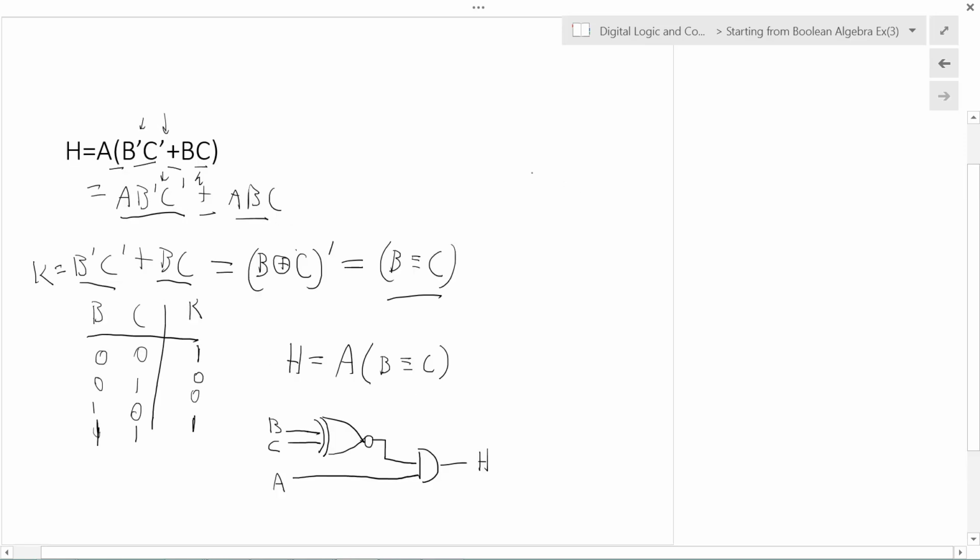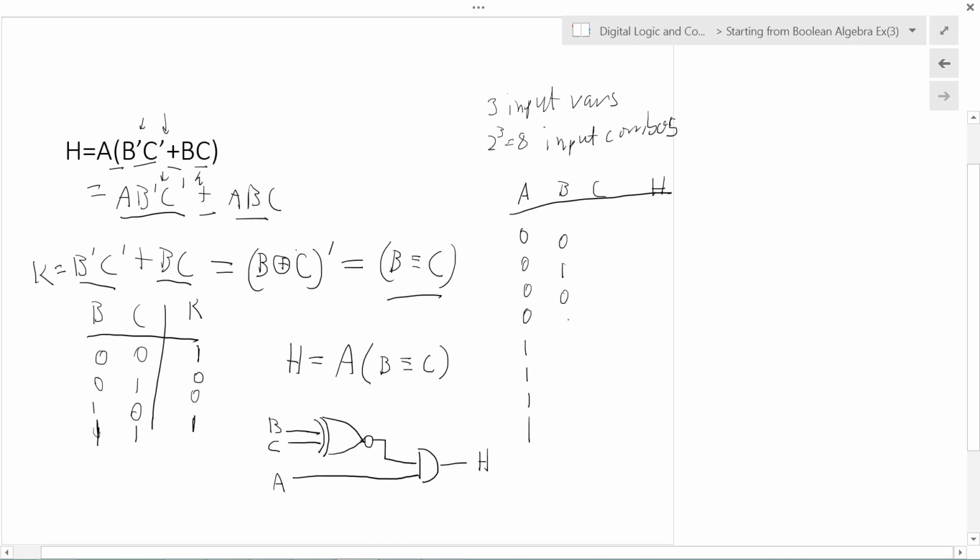So let's develop a truth table for this Boolean algebra equation here. We have 3 input variables. And so we have 2 to the power of 3 equals 8 input combinations. So let's list these out. A, B, and C, and our output variable H. So all possible input combinations: 0, 0, 0, 0, 1, 1, 1, 1, for A, then we'll go by 2's for B, 0, 0, 1, 1, and then by 1 for C, 0, 1, 0, 1, etc.